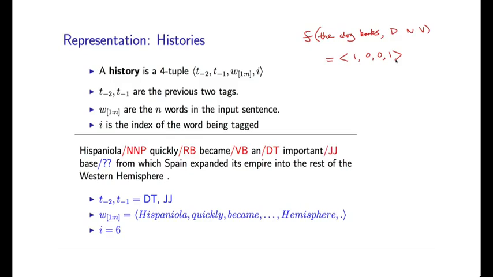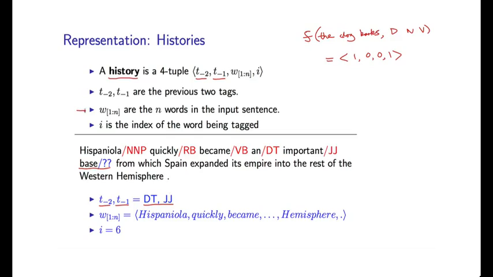A first critical concept was the idea of a history, which basically captures all of the context in play when we're making a tagging decision. As we saw a few lectures ago in log-linear models, a history is a four-tuple consisting of a pair of tags t minus 2 and t minus 1. For example, if we're tagging the word base, we would have t minus 2, t minus 1 equal to determiner followed by an adjective, these two tags.